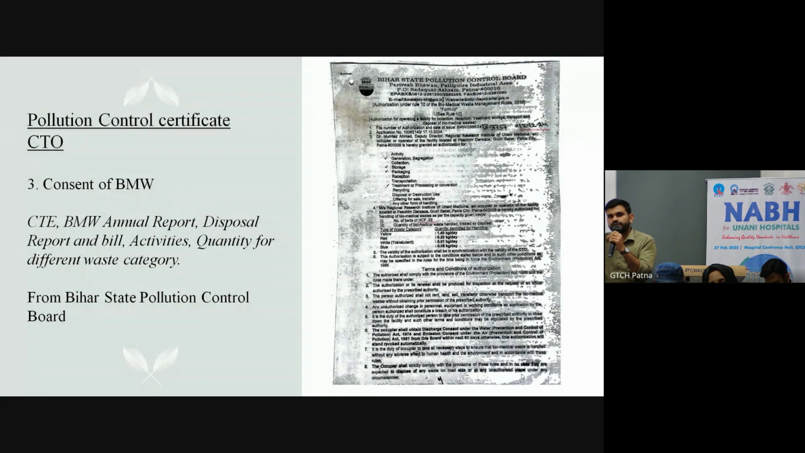This annual report will reflect how much waste you are generating and who is responsible for the disposal of that waste. This certificate is provided for each and every category: how much waste you are generating in yellow, blue, black, white, in a particular category in kg. In that biomedical waste annual report, there is a form named Form 4, and this will be filled annually and submitted in July of every year.